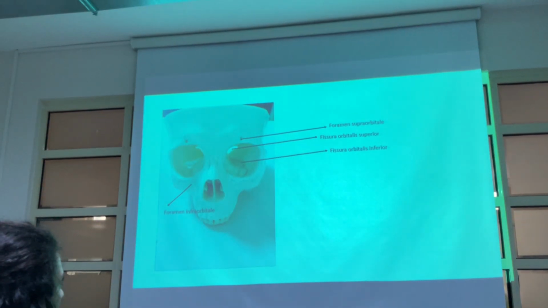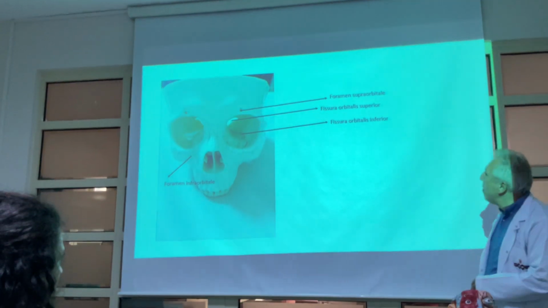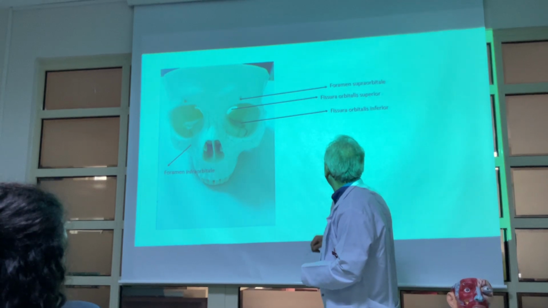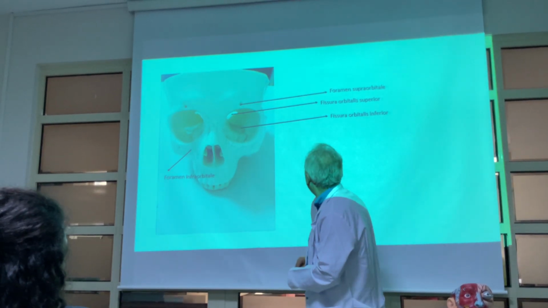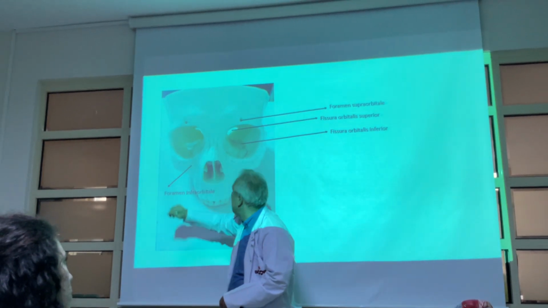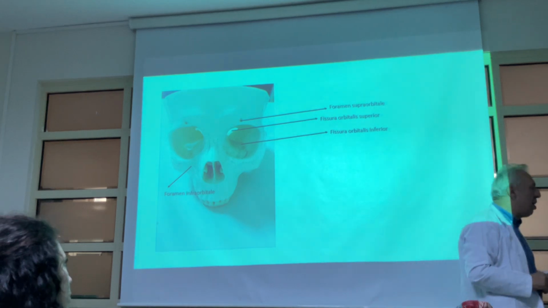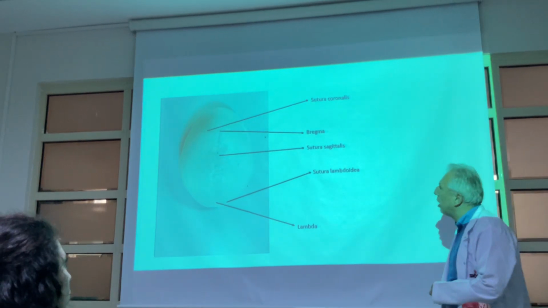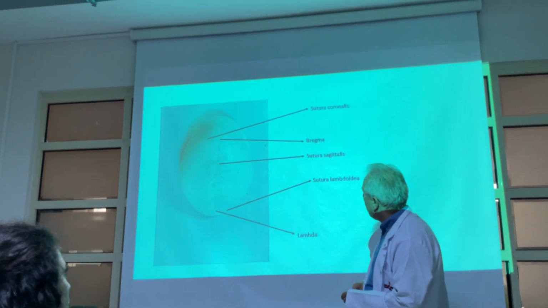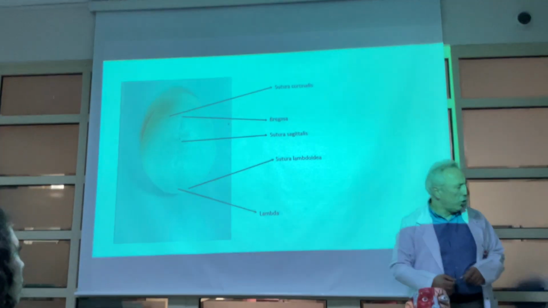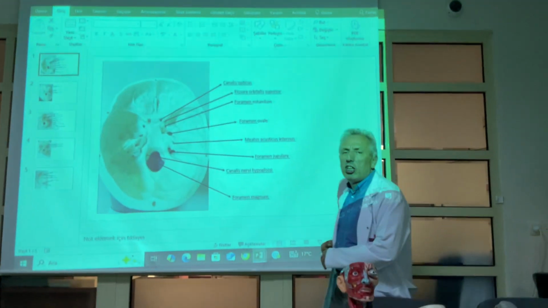Okay, let's look at this one. Remember this one, we're going to use it: that's the supraorbital foramen, superior orbital fissure, and inferior orbital fissure. This is the infraorbital foramen. Just remember that. We're going to use them later on when we talk about the branches of the cranial nerves. We talked about this last year. I'm not going to talk about it again here. And that's it. Do you have questions?